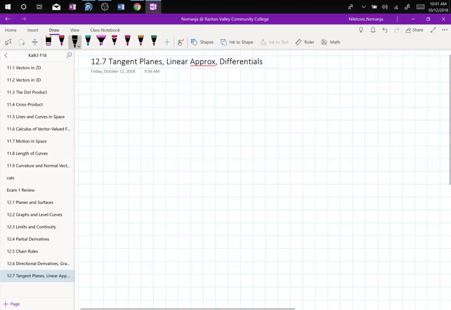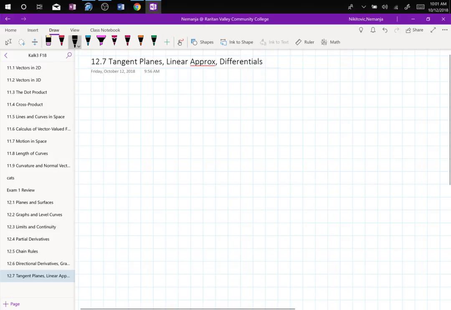Did you ever wonder why the graduation hats look the way they are? It's just a tangent plane application. That's all it is.